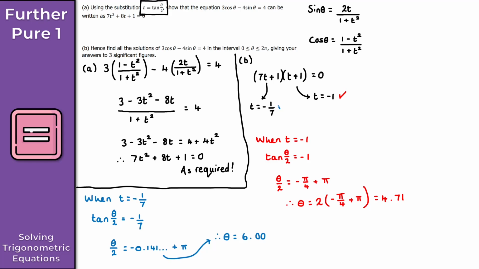So that's for when t equals minus 1 over 7. And there we have it. So that gives us the solution to part B and the solution then to the very last question, question 2. And that actually brings the end then of this video on solving trigonometric equations.